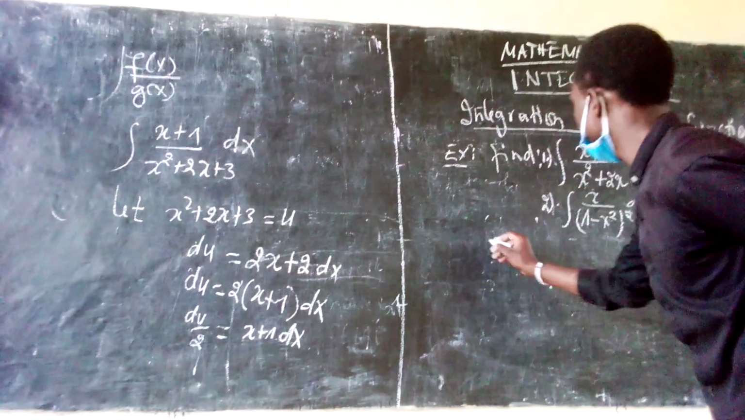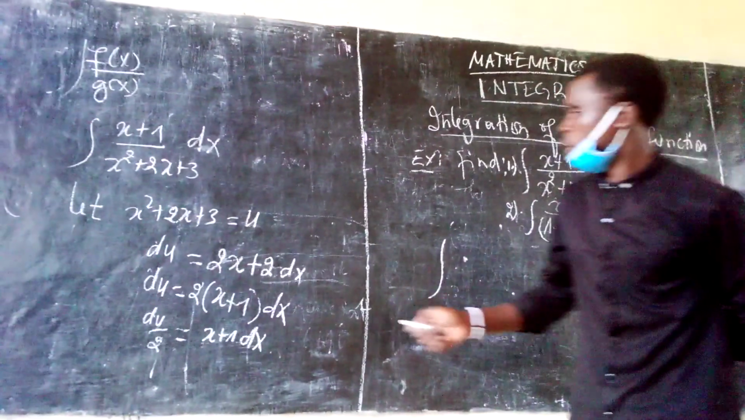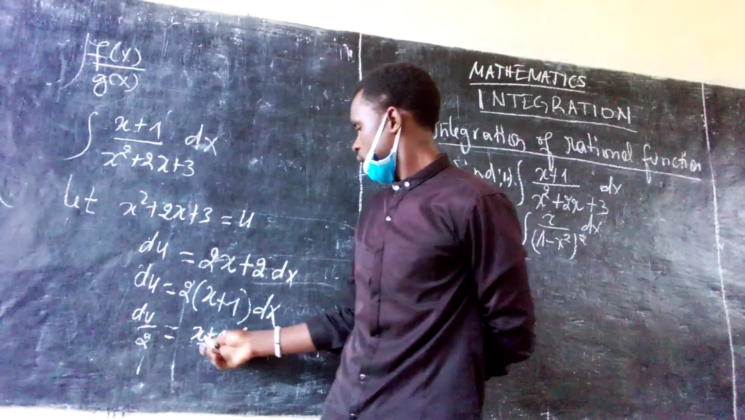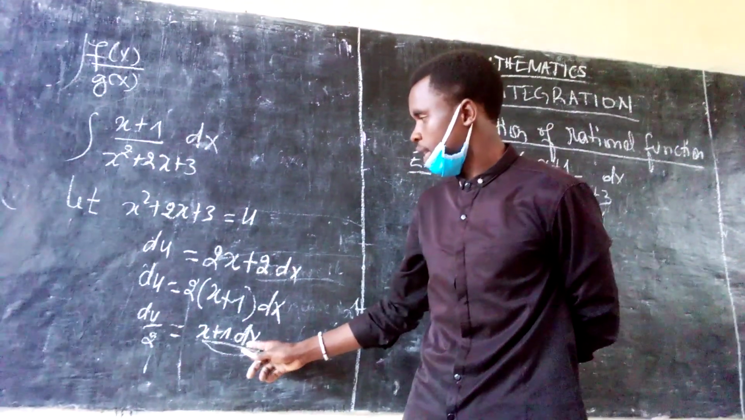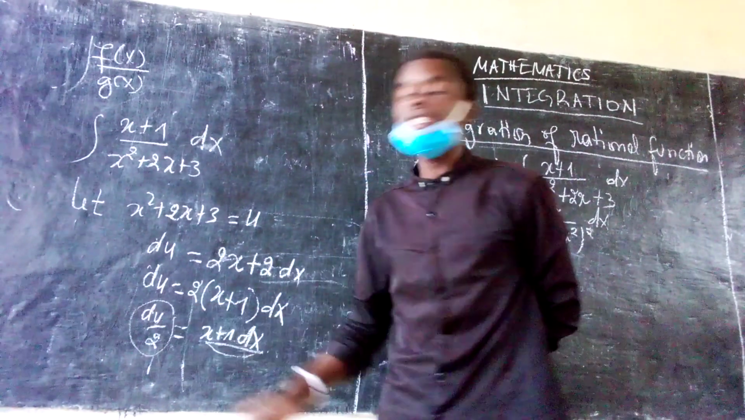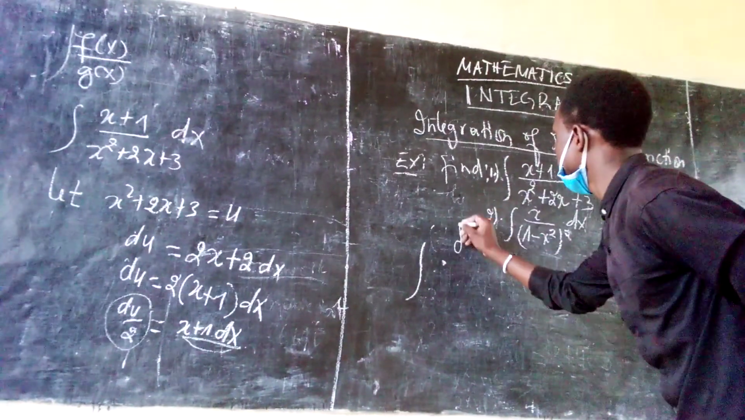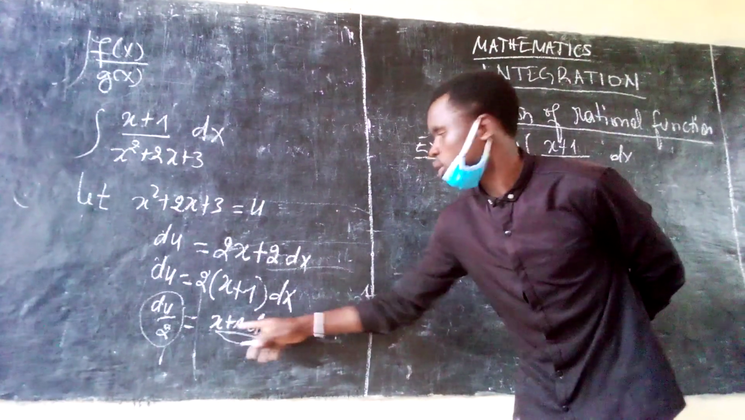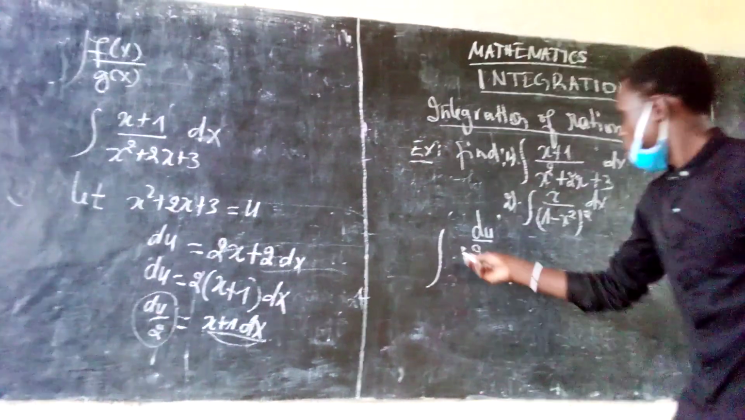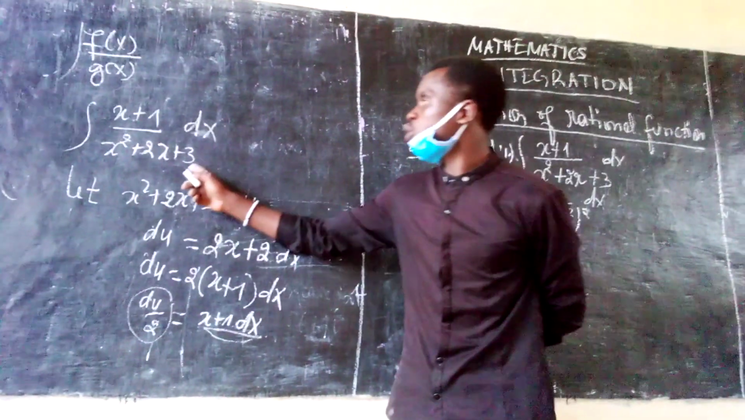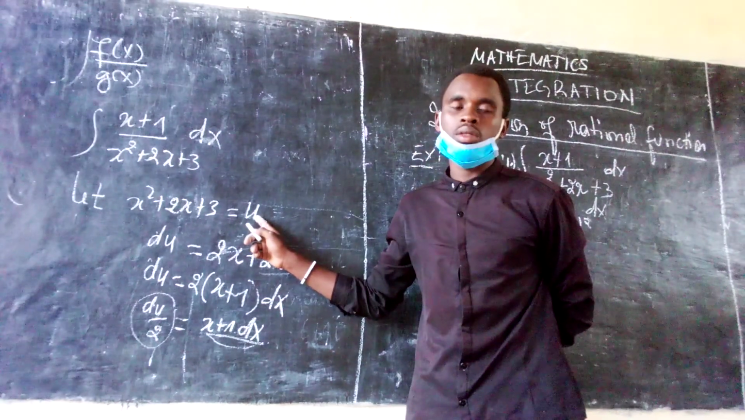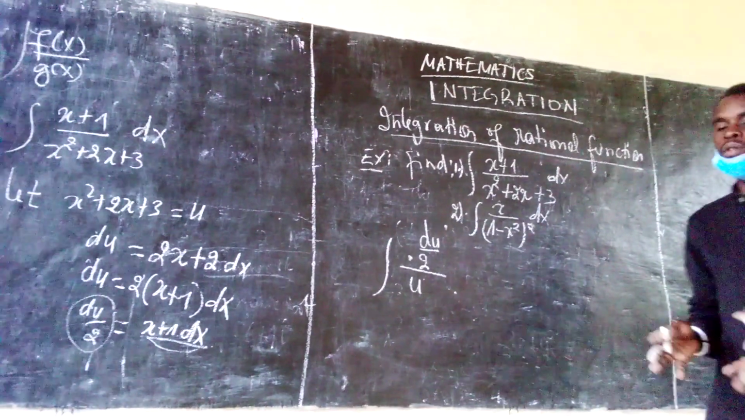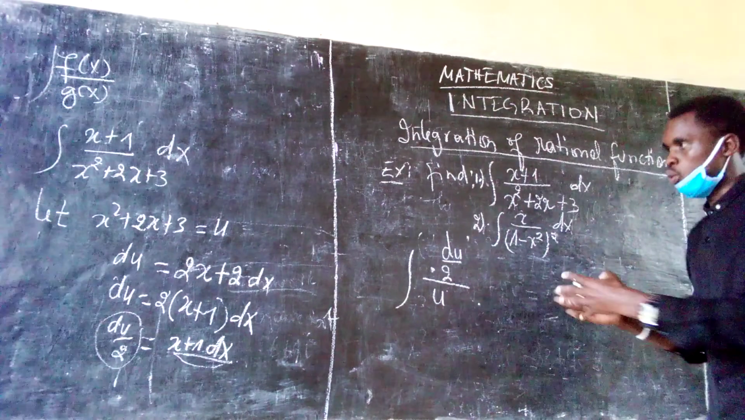Coming back to our question, the integral has (x plus 1) dx, which we are no longer going to write as it is. Instead we write du over 2, because du over 2 is what gives x plus 1 and dx in our given question, all over u, since we assumed the denominator is u. Already our variable has been changed from x to u.